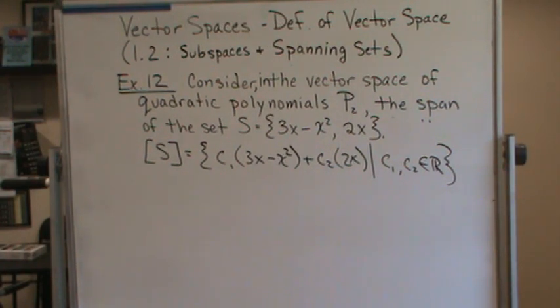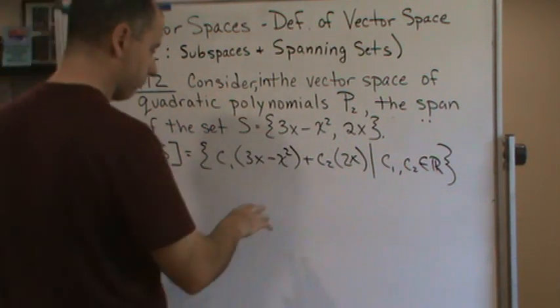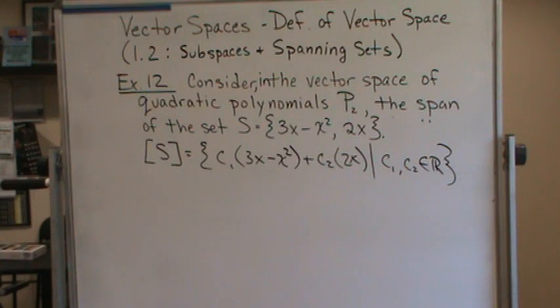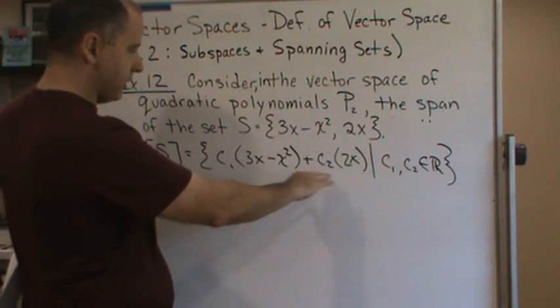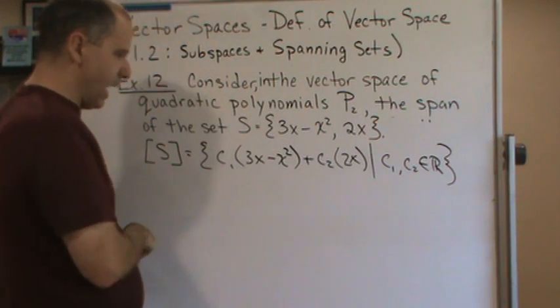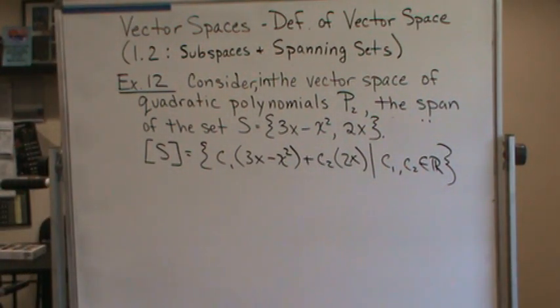Now, notice that the span of this, you can see that any linear combination of this is not going to have a constant term. There's not going to be a constant term in that. It's going to have a constant term of 0. It must have a constant term of 0.